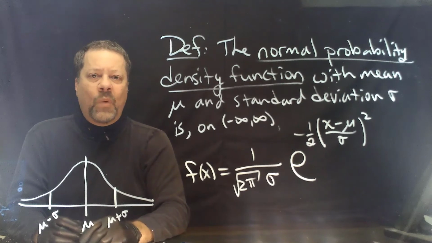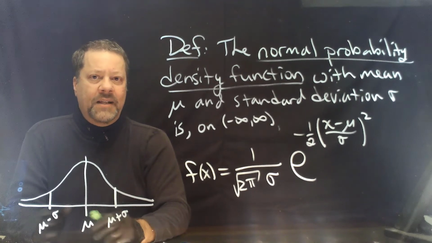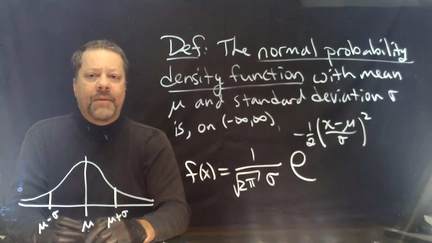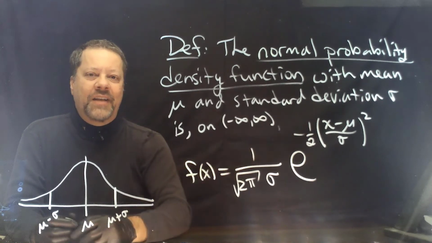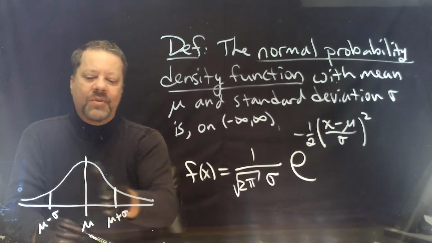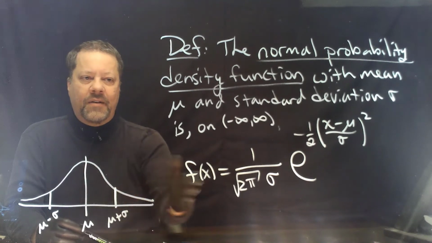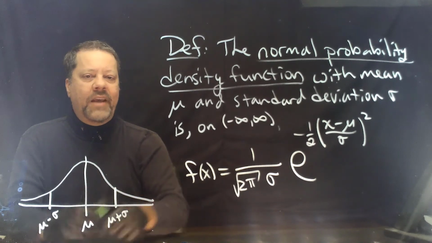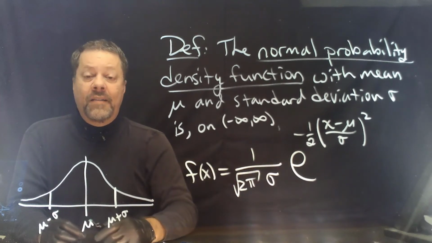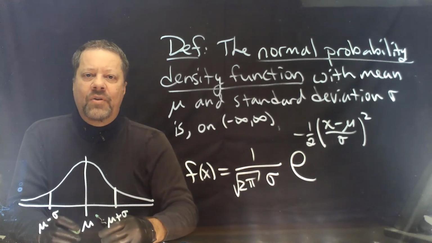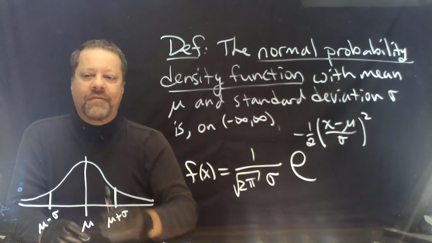Note that there's not one normal density function. There's a whole family of them depending upon two parameters, the mean and the standard deviation. The mean determines where the hump is centered on the real line, and the standard deviation determines how spread out the curve is. There is something, however, called the standard normal probability density function.